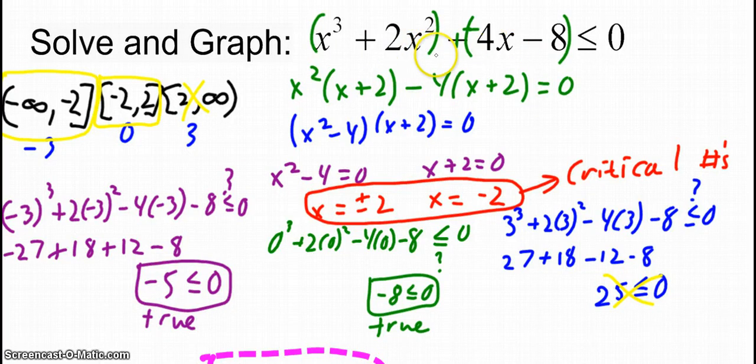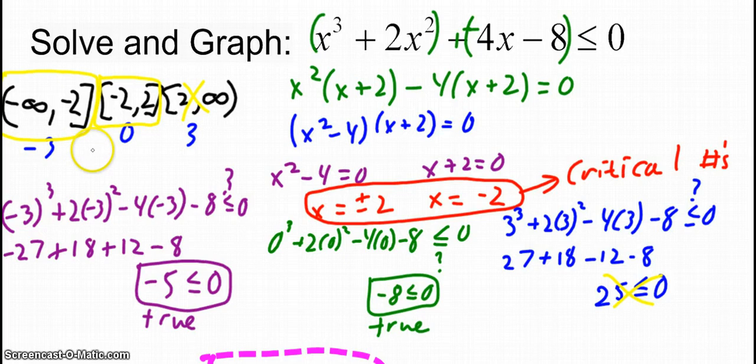So factor by grouping. That's what I told you. I can take out an x squared from the first group, and I can take out a negative 4 from the second group. And then I'm left with x squared minus 4 times x plus 2 equals 0. Set each of these equal to 0, and I get x equals plus or minus 2 and x equals negative 2. So notice that there's repetition in one of my critical values. I don't need to write it twice, but it is helpful to recognize that.